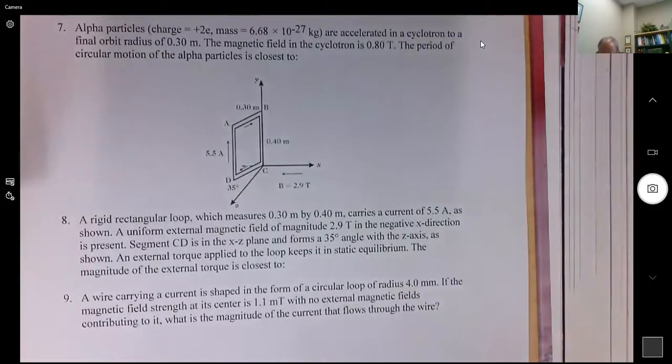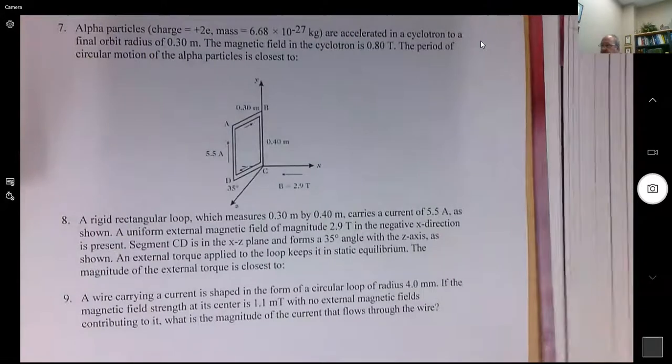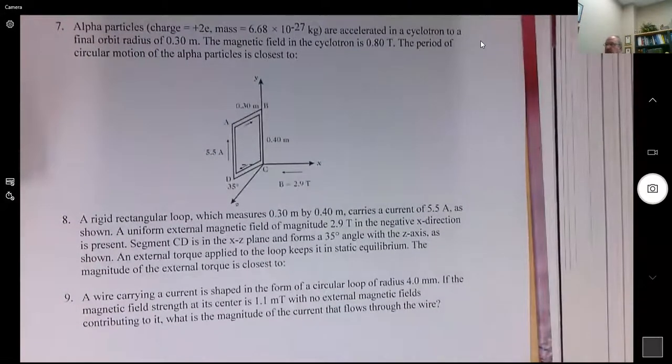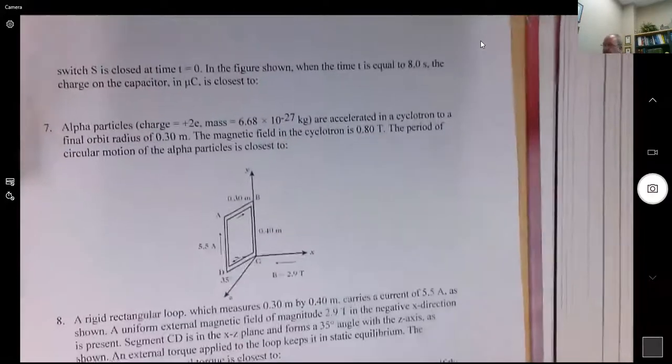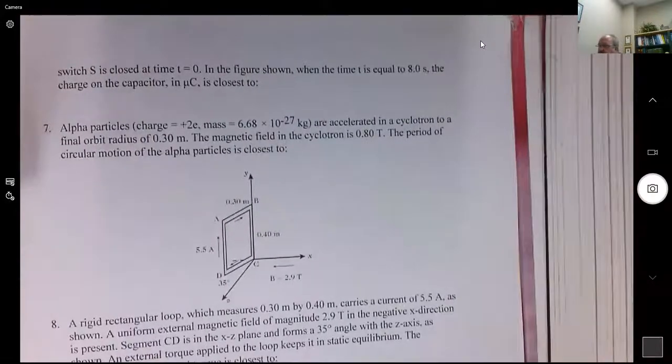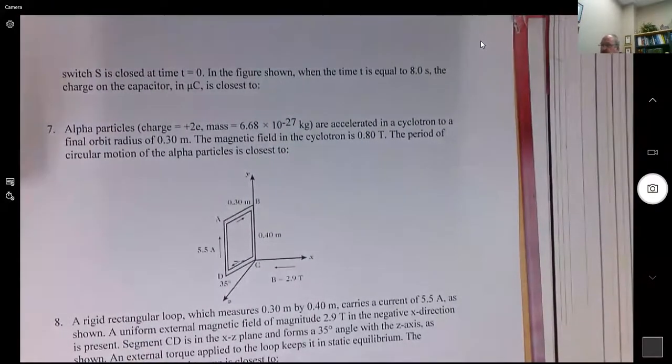So now I have number 7. Okay, so we have an alpha particle. Its charge is 2 times electrons. Its mass is given there. And for number 7, the figure is for number 8. The figure is not for number 7. Okay. The magnetic field in the cyclotron is 0.8 Tesla, and the orbit radius is 0.3 meters. So we want to find the period for that particular alpha particle.